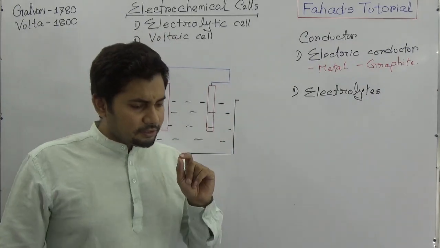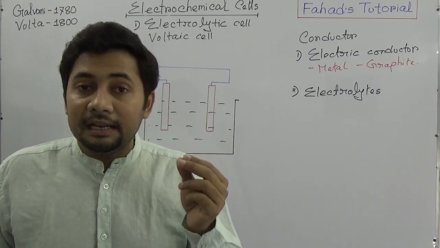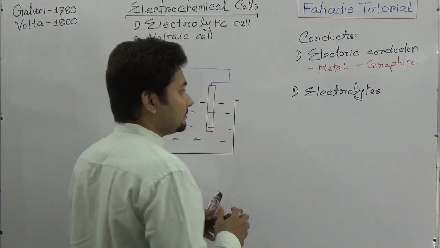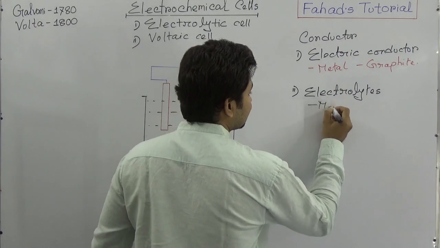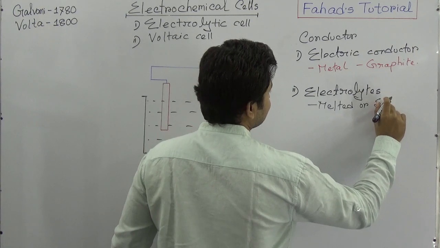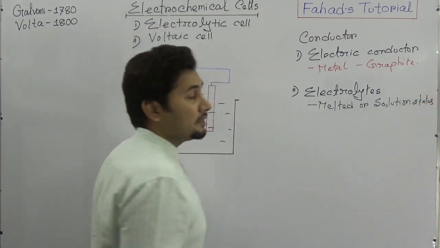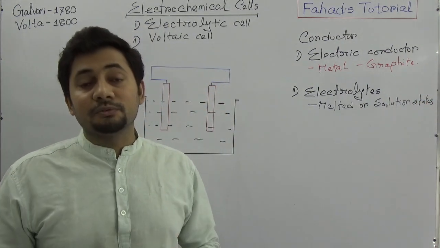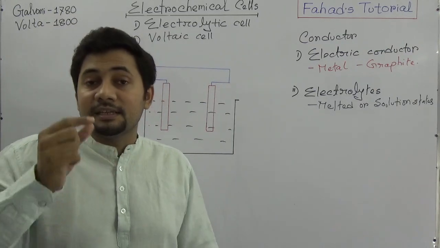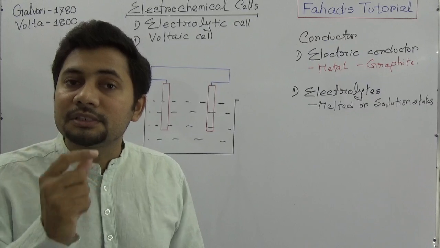Electrolytes are those which allow electricity to pass through in their melted or solution state. That means they do not allow electricity to pass through when they are in solid state. So electrolytes are those substances which allow electricity to pass through in their melted or solution state.